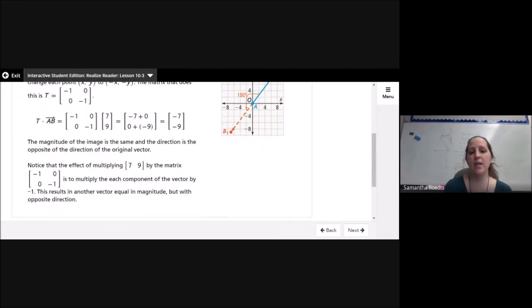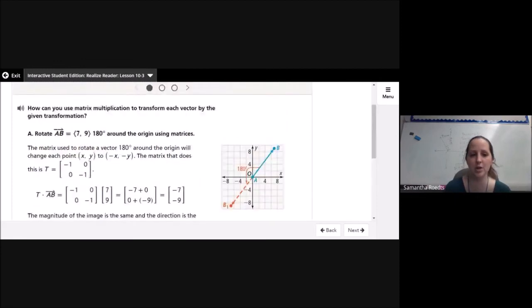Okay. Magnitude of the image is the same and the direction is the opposite of the direction of the original vector. Notice that the effect of multiplying 7, 9 by the matrix -1, 0, 0, -1 is to multiply each component of the vector by -1. This result is another vector equal in magnitude but with opposite direction.